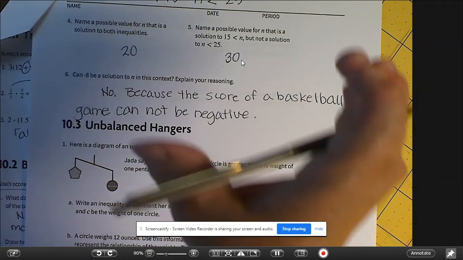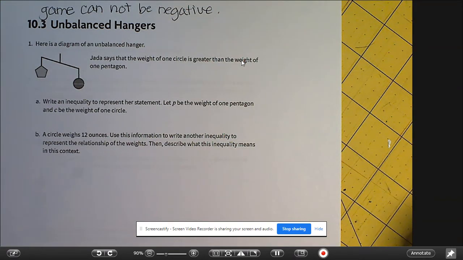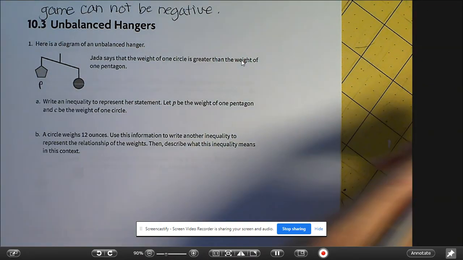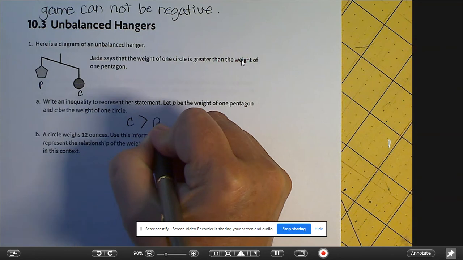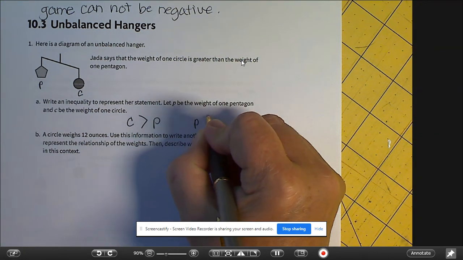All right, 10.3 is unbalanced hangers. Here's a diagram of an unbalanced hanger. Jada says that the weight of one circle is greater than the weight of the pentagon. Write an inequality to represent her statement. Let P be the weight of the pentagon, and C be the weight of the circle. So C is greater than P would be one of the inequalities, or you could write P is less than C.